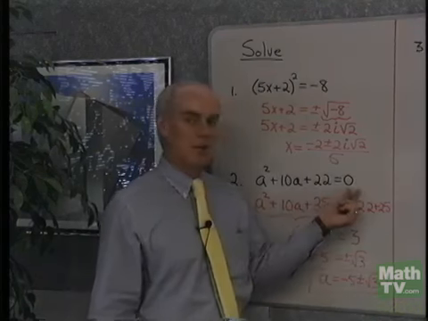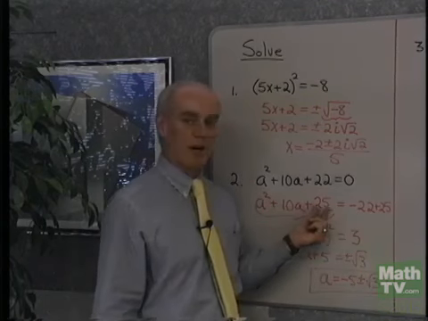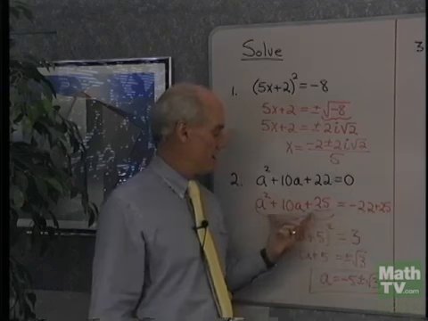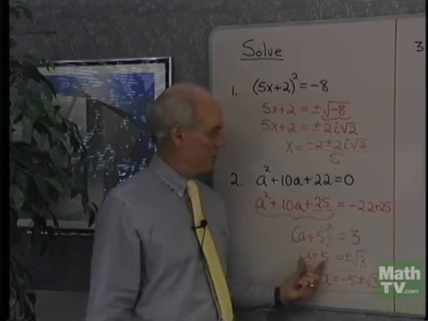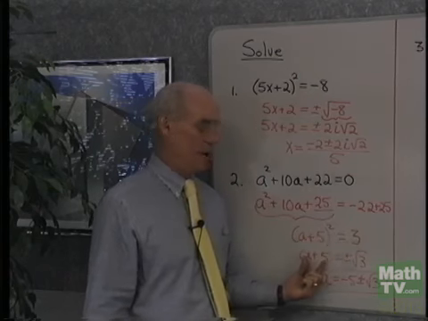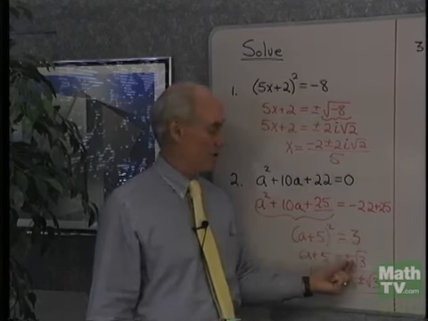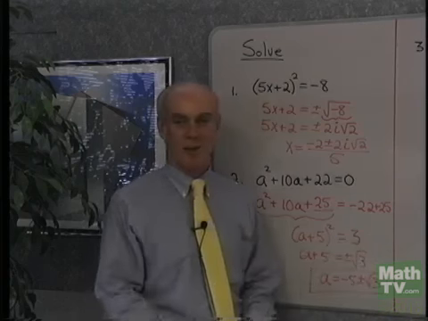Move the constant term to the other side, then I take half the coefficient of the linear term, square it, and add it to both sides. That guarantees that this side is a perfect square trinomial, and then I simply apply this theorem here that says that if a plus 5 squared is 3, then a plus 5 itself is either the positive or negative square root of 3. That allows me to solve the equation. Let's look at our next example.